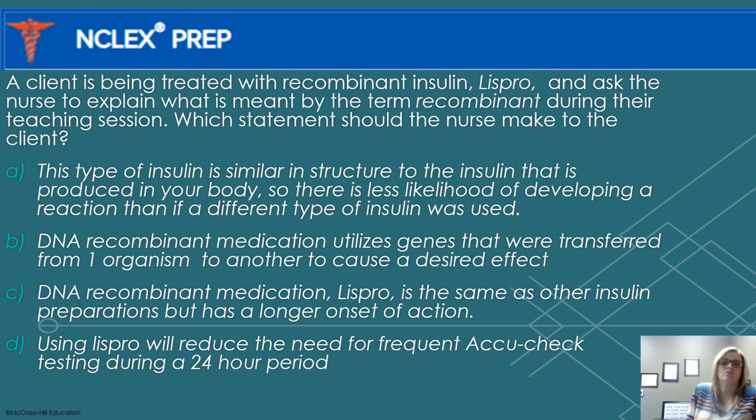So the correct answers here are A and B. Your goal here is to explain what recombinant insulin is. All right. So it is A and B.